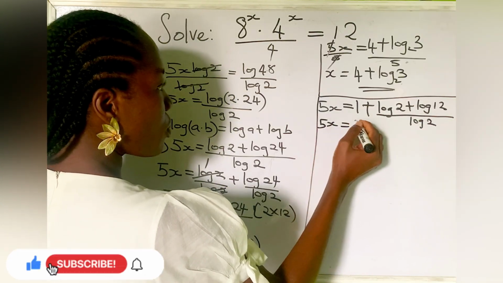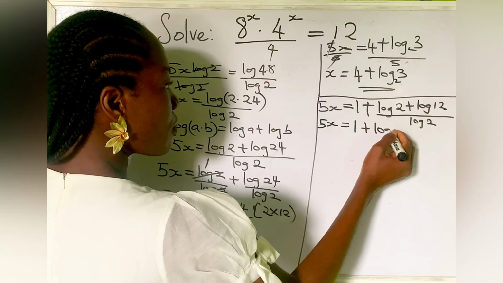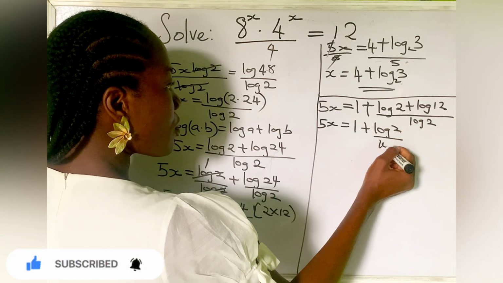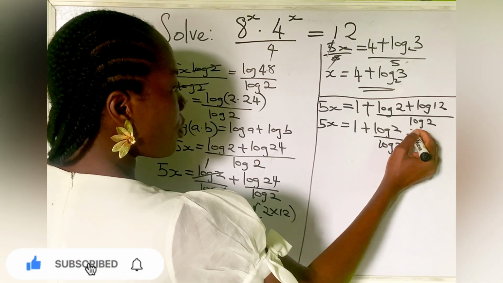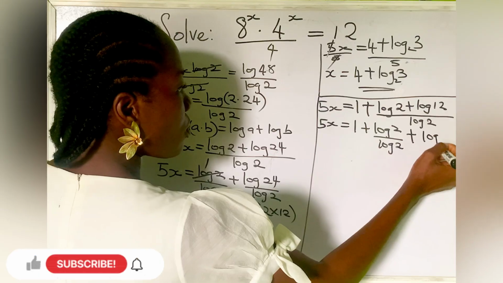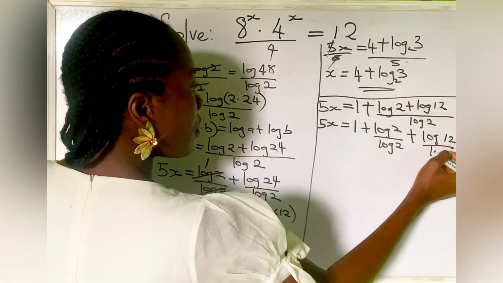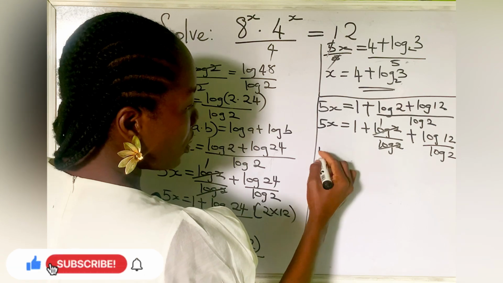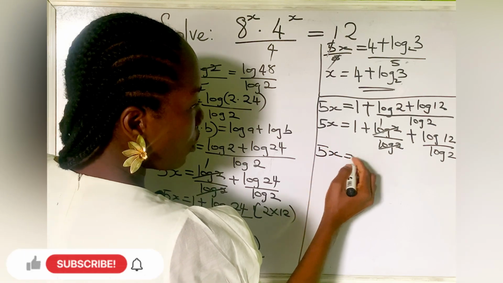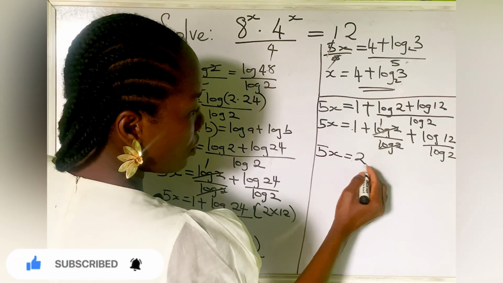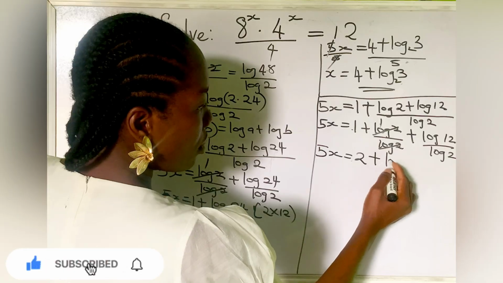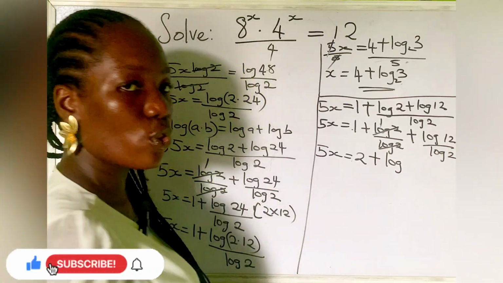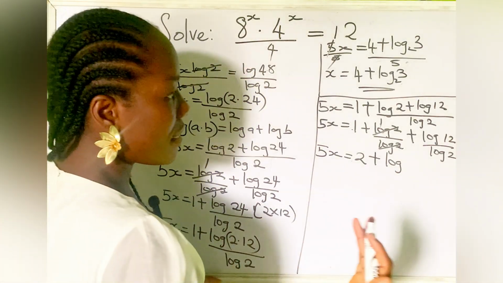5x is equal to 1 plus log 2 over log 2. I hope you're following, plus log 12 over log 2. So we keep breaking this down. This becomes 1. We keep breaking this down until 1 plus 1 is 2 plus log 12, which is going to be 2 multiplied by 6, right?